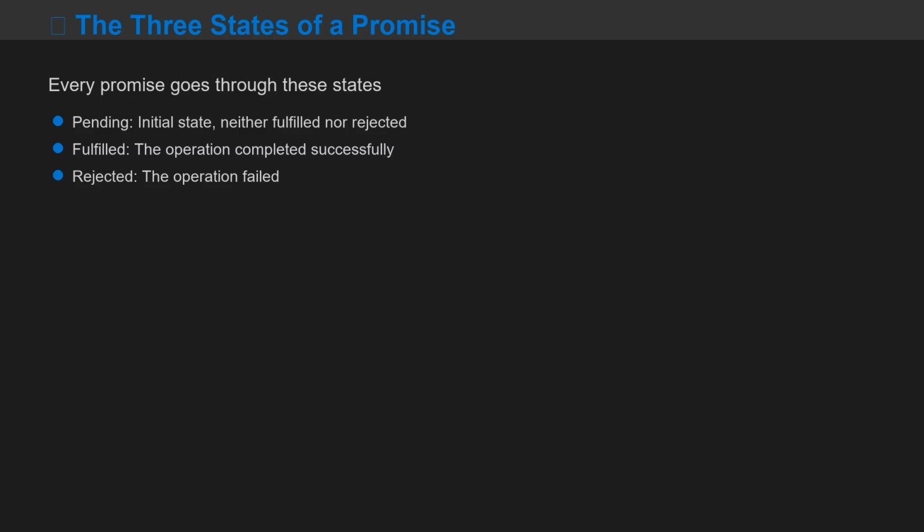Every promise goes through three states. First, it starts in the pending state, which means it's neither fulfilled nor rejected yet. Then, if the operation succeeds, it moves to the fulfilled state. If it fails, it moves to the rejected state. Understanding these states is crucial for working with promises effectively.